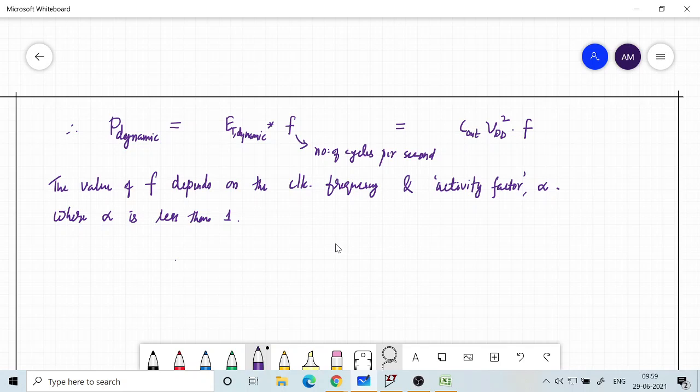Okay, so therefore P dynamic can be written as alpha C out VDD square F clock.